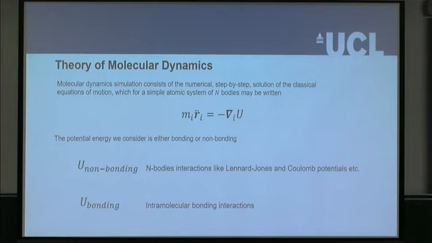So the idea is to solve Newton's equations for each single molecule, taking into account the interaction between the molecules, which can usually be of two types, either non-bonding, like Lennard-Jones potentials or Coulomb potential and so on, or bonding, which are potentials that model the chemical bonds between the atoms inside the molecule.